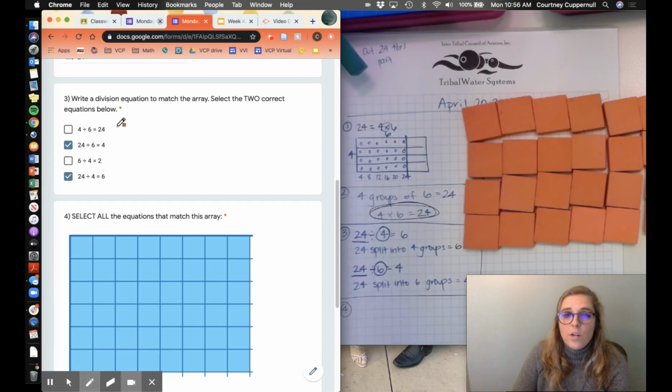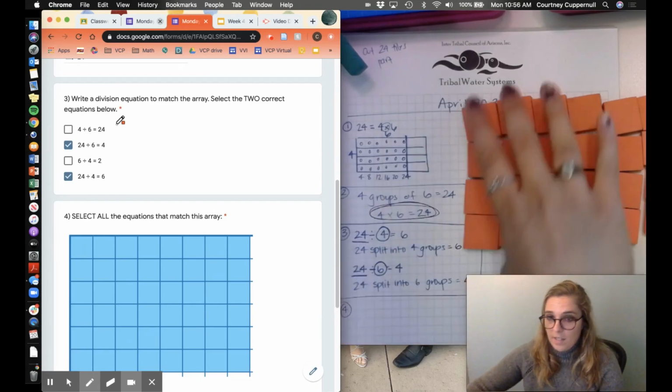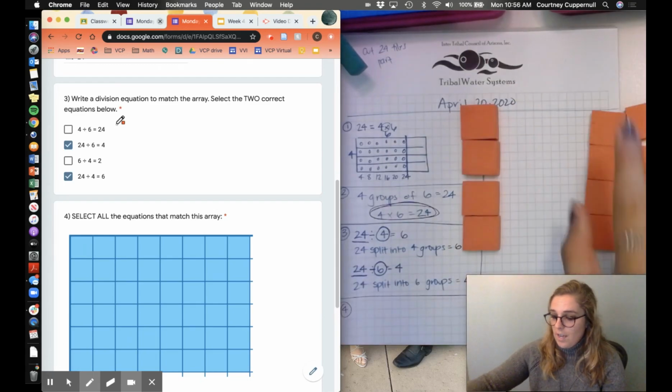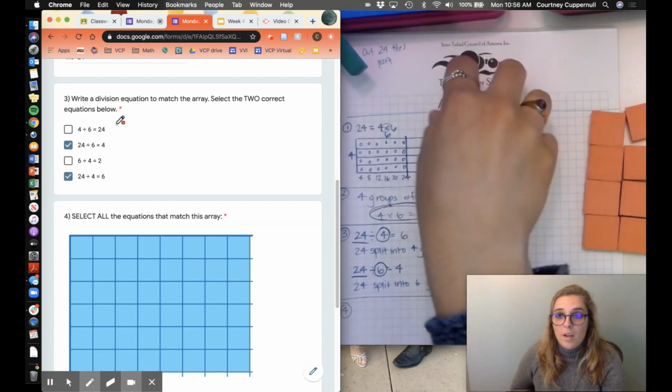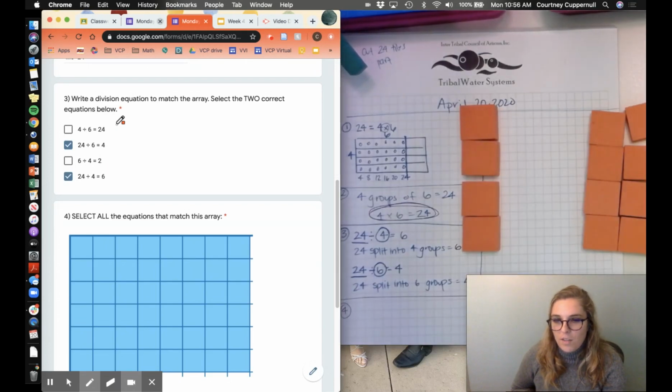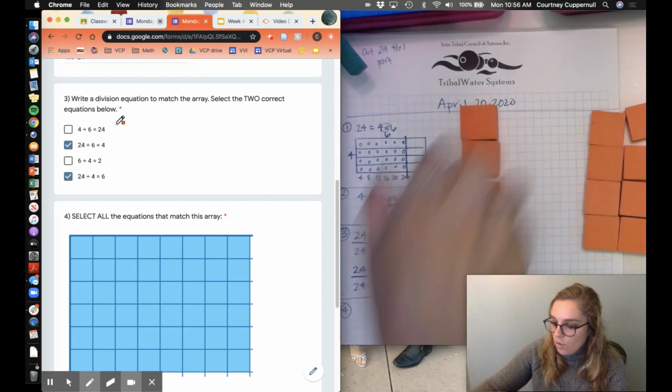I know that 4 divided by 6, if I take these 4 things, just these 4 things, and I try to split them into 6 groups, that's not going to equal 24 things in each group, right? Here's my 1, 2, 3, 4.